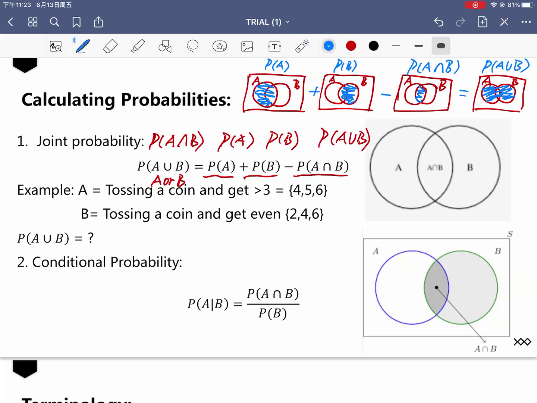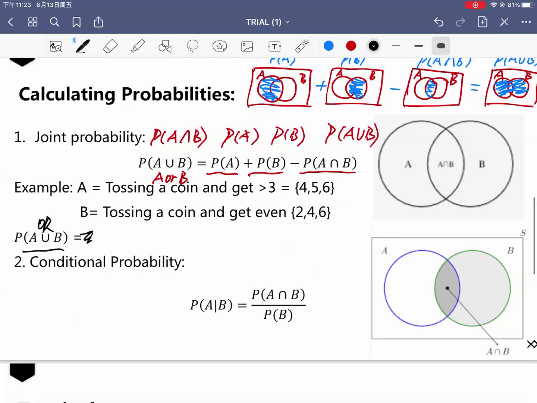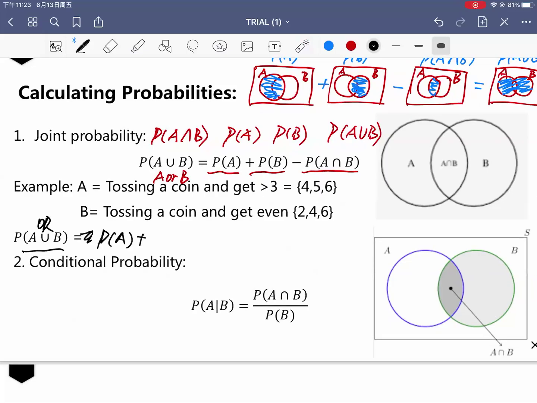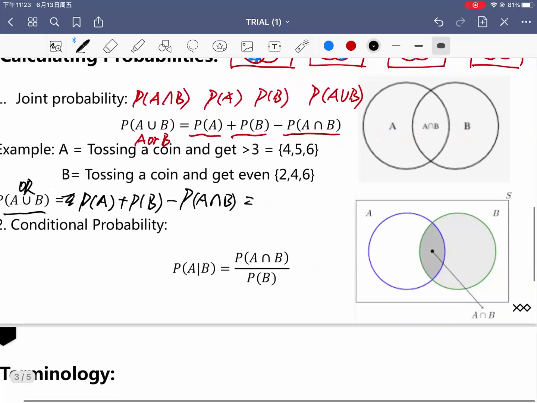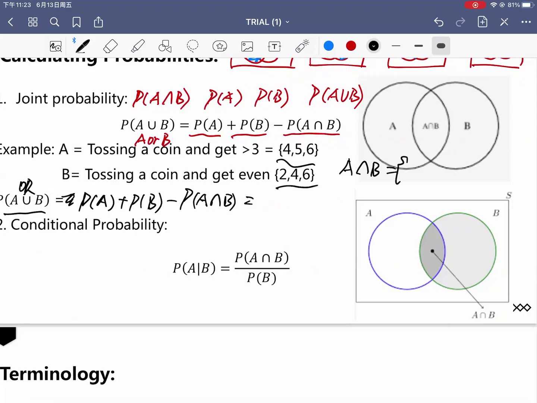To calculate the probability of A or B occurring, using the formula, it's going to be P(A) plus P(B) minus the intersection probability. But before we do this, we want to know what the intersection is. For these two sets, what numbers appear in both A and B? There's going to be 4 and 6, right?